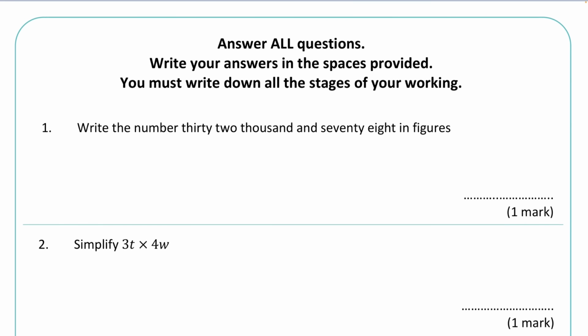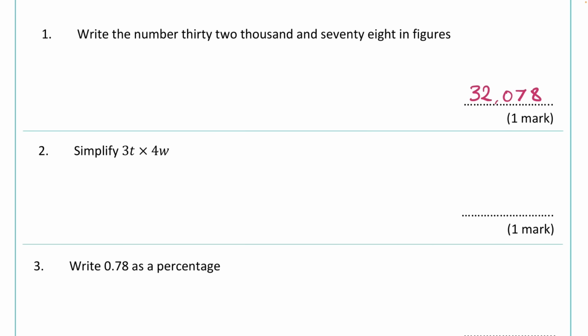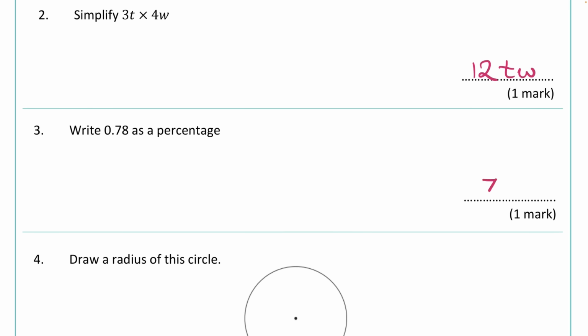We've got question 1, which is write the number 32,078 in figures. So that is 32,078. The next question is to simplify 3t times 4w. 3 times 4 is 12, and then we just list t and w along with that. 0.78 as a percentage is a nice one, it's just 78%.